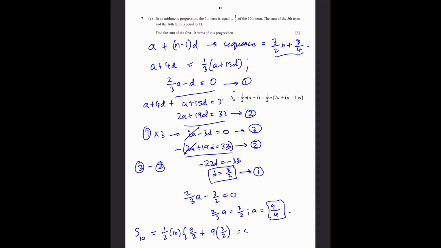That's going to be 5, which is half times 10, multiplied by this value over here. Sorry, I forgot to close the braces. So this value over here, 9 by 2 plus 9 times 3 by 2, that's going to be 18, which is simply 90. That's our answer, 90. Let's go to part B.